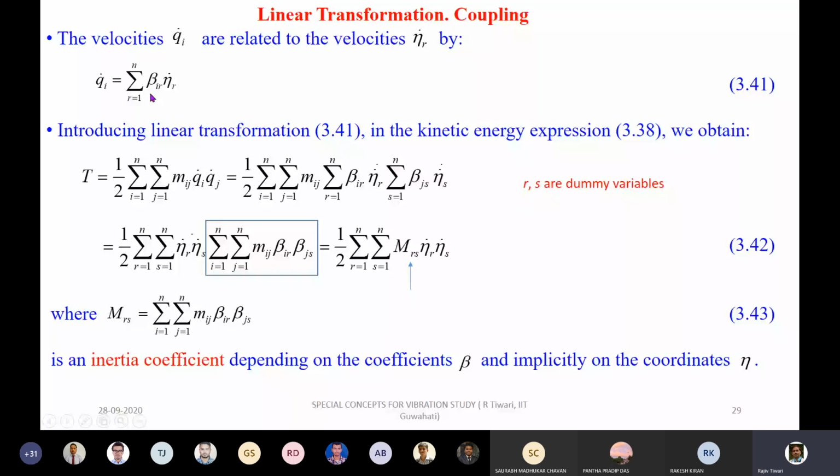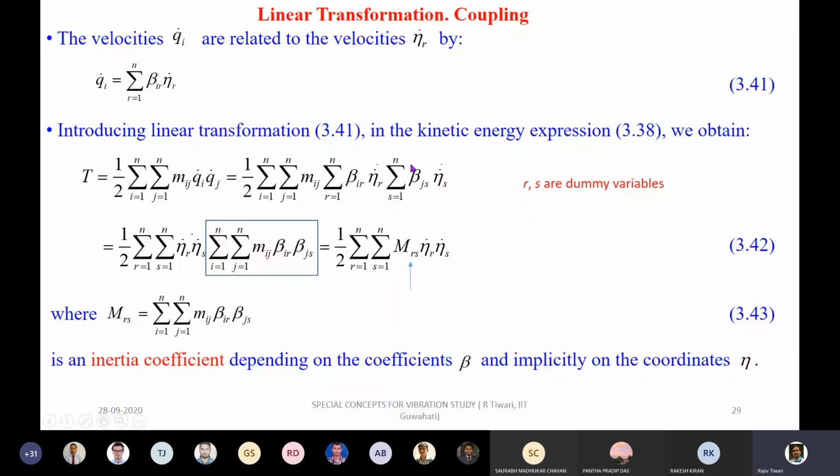So we are taking two dummy variables, one is r and another is s, while substituting these two equations here, so that we have all the terms related to the various products. So you can see that the mass coefficient is the same, but we have substituted for qi dot, and in the other one we have substituted for qj dot.